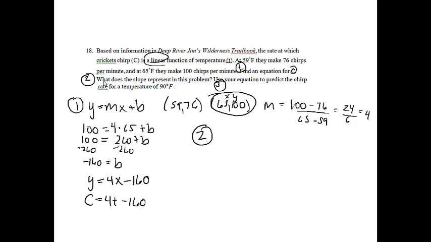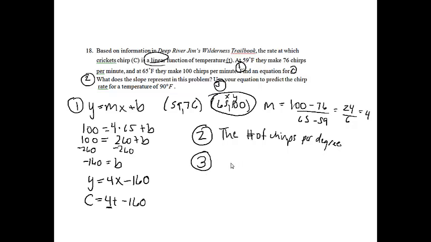Okay, part 2 says, what does the slope represent in this problem? So my slope is 4. So I believe we're talking chirps per minute, and it was talking about a certain temperature. So I'm going to say on this one, every time the temperature goes up a degree, you'll get 4 more chirps. So I'm going to say the number of chirps per degree, or something to do with temperature.